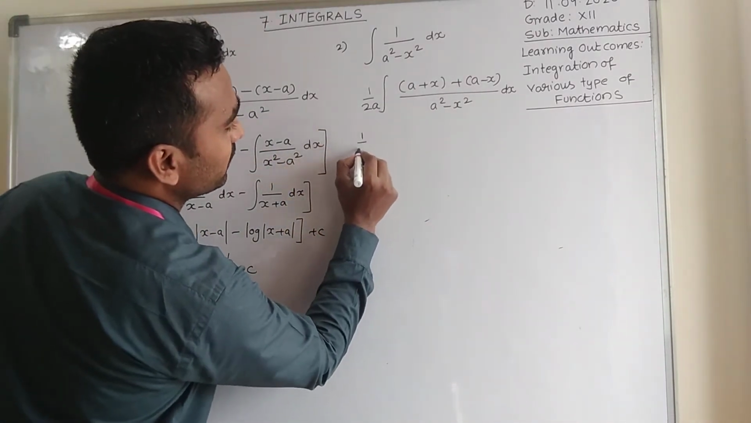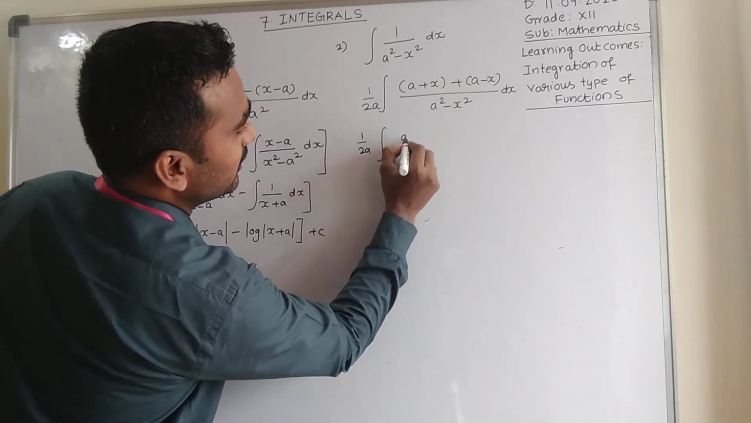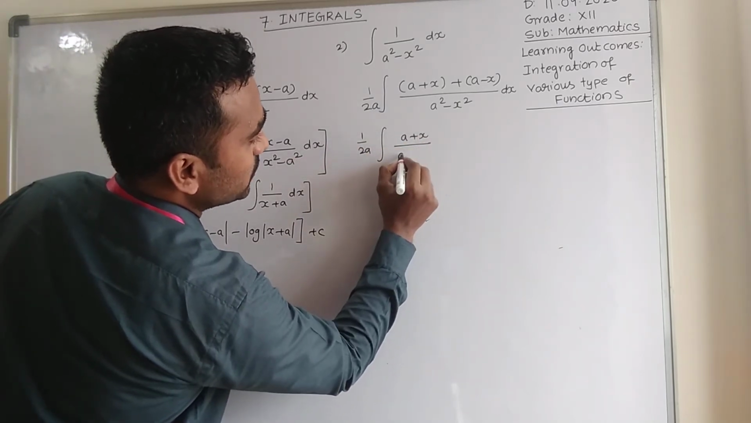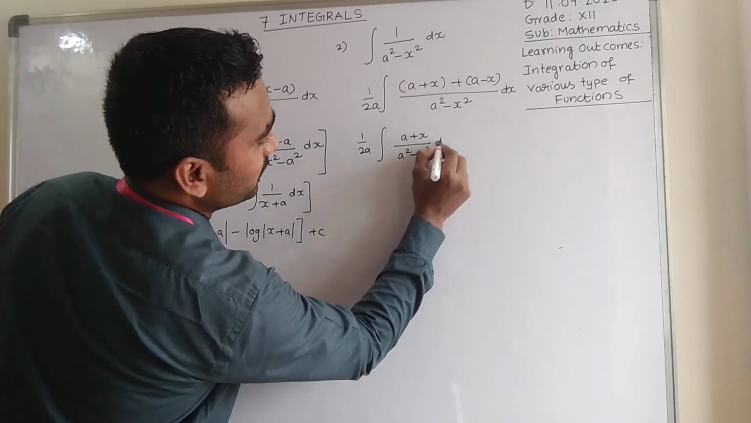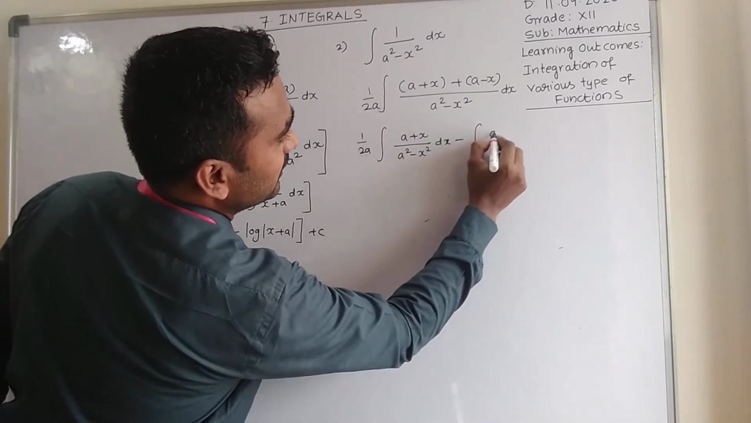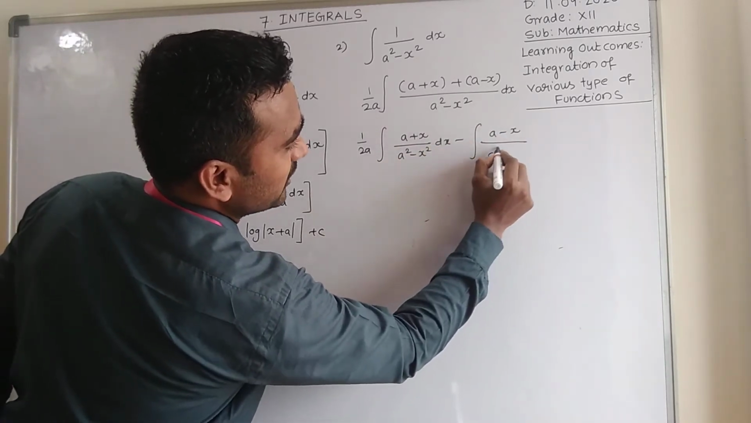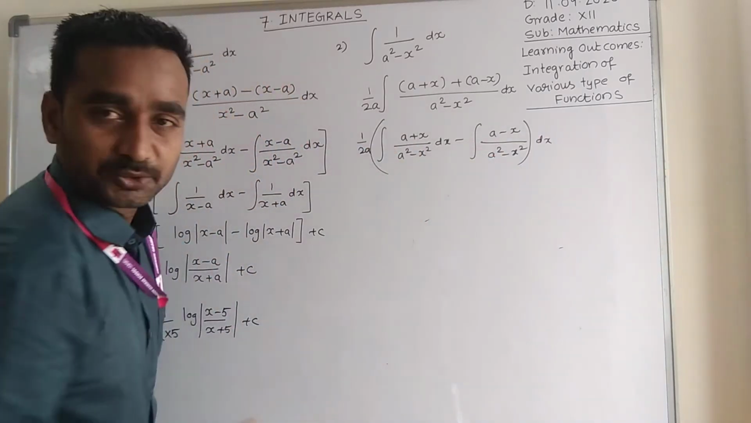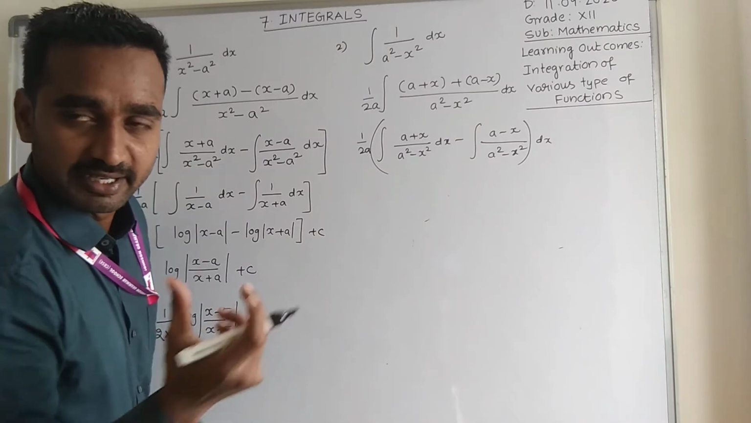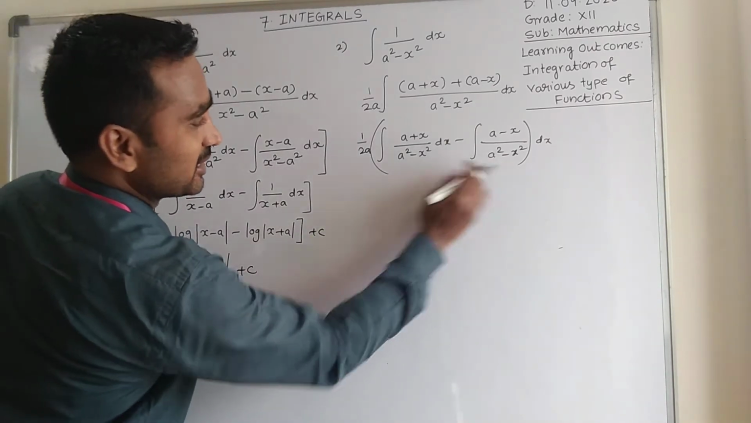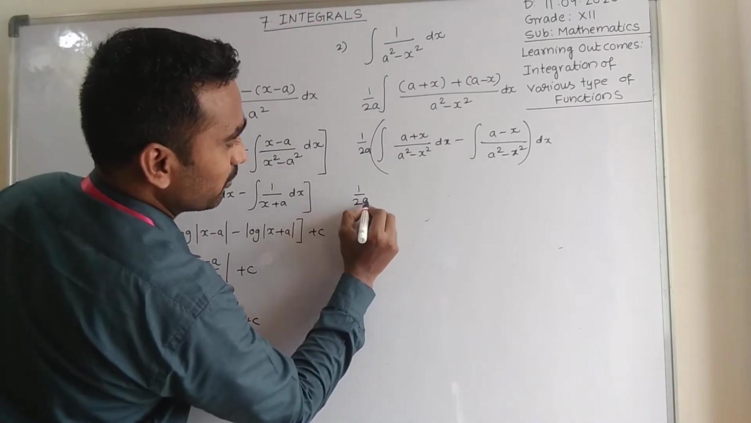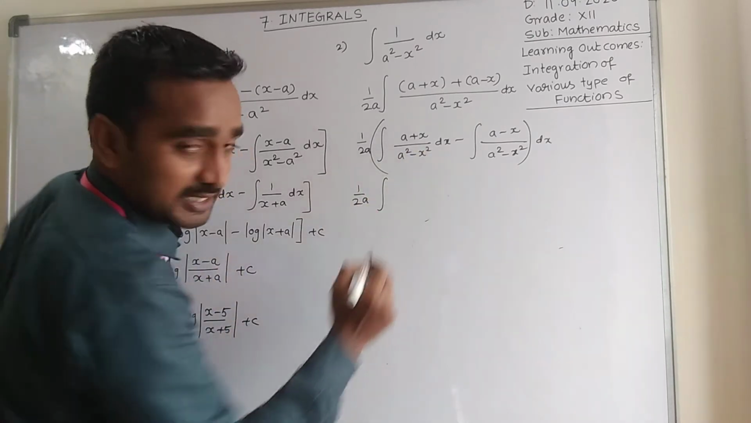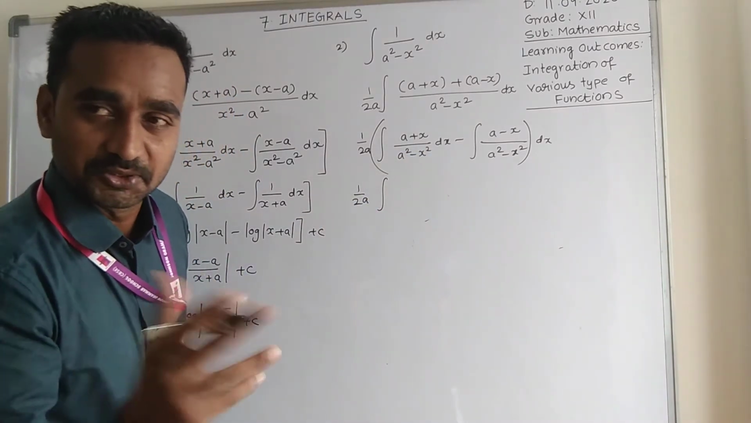1 by 2a, 1 by 2a, integral of (a plus x) upon (a square minus x square) dx, minus integral of (a minus x) by (a square minus x square) dx. Okay students, now make them factors. Find the factors of a plus b into a minus b. 1 by 2a, integral of a plus x, and the factor of a square minus x square will cancel.